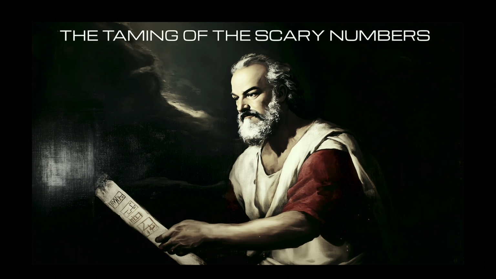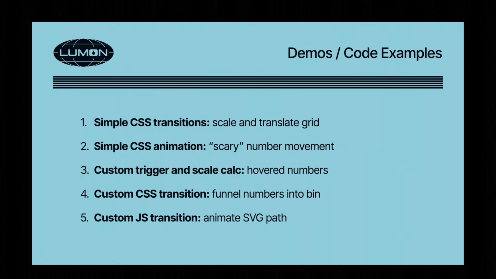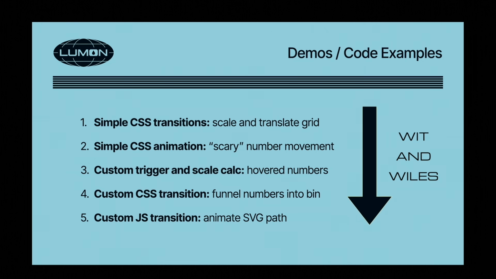Let's talk about the taming of the scary numbers. How do we take this UI that I've now turned all the interface animations off, and how do we actually tame that with Svelte? How do we implement these? And we're going to talk about 5 examples of how we can tame the scary numbers. I'll try to move through these quickly. As we move through these 5 examples, we'll be advancing in the level of wit and wiles required to implement these particular cases, right? We're going to start with the simplest and move to more complex.